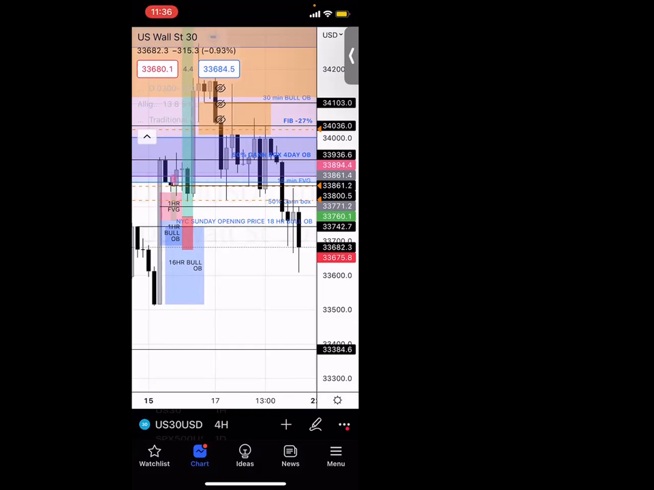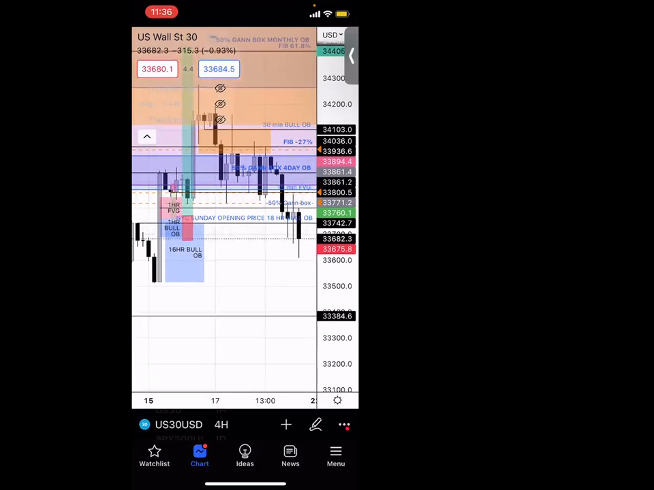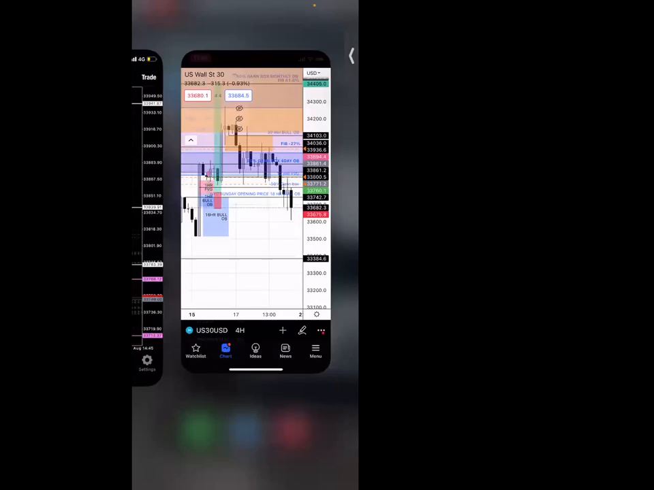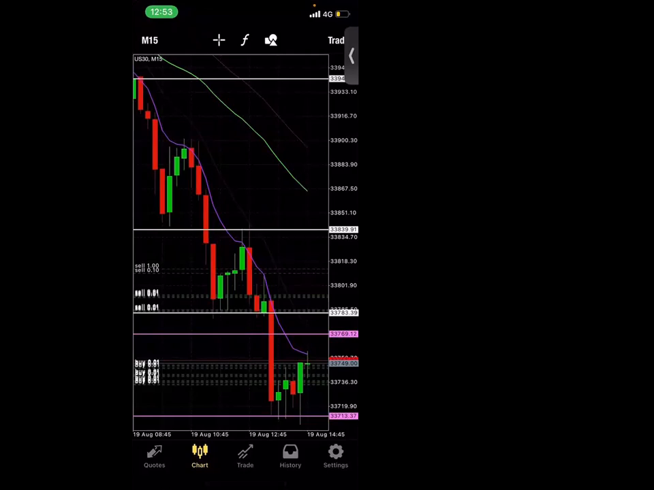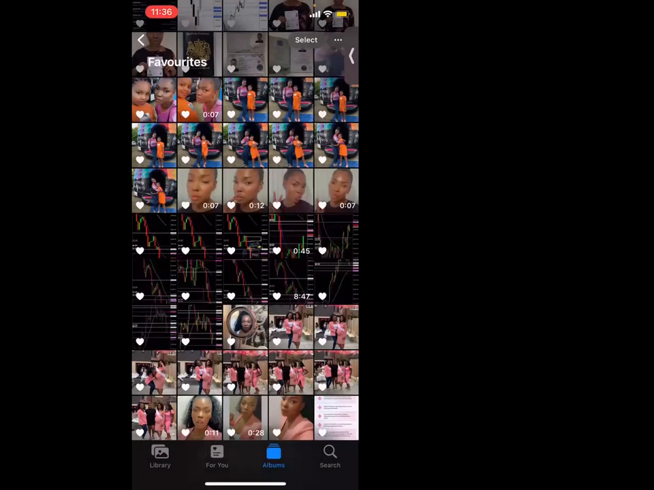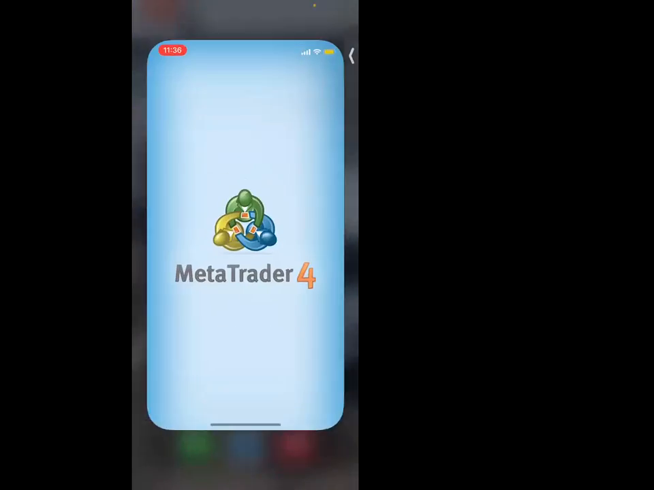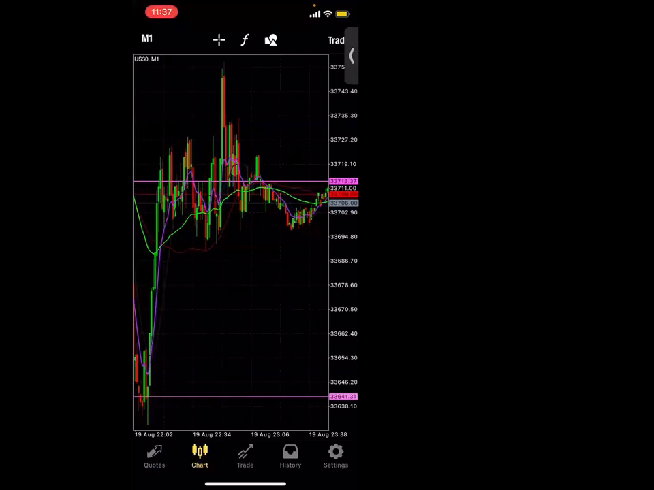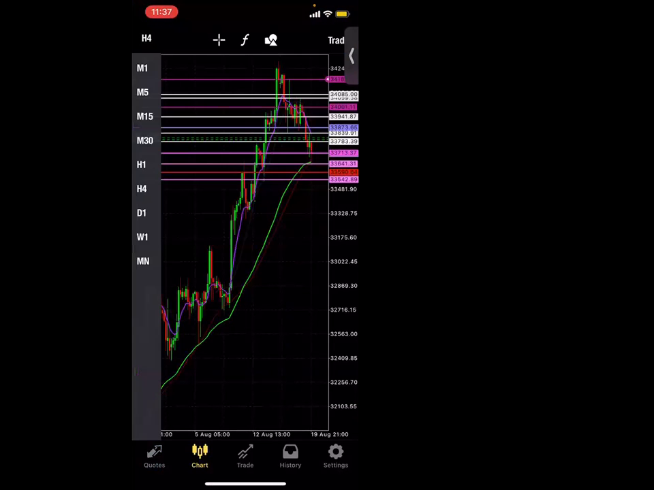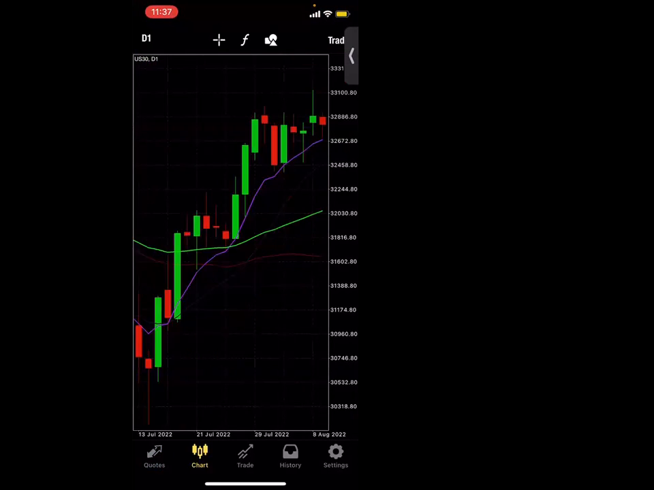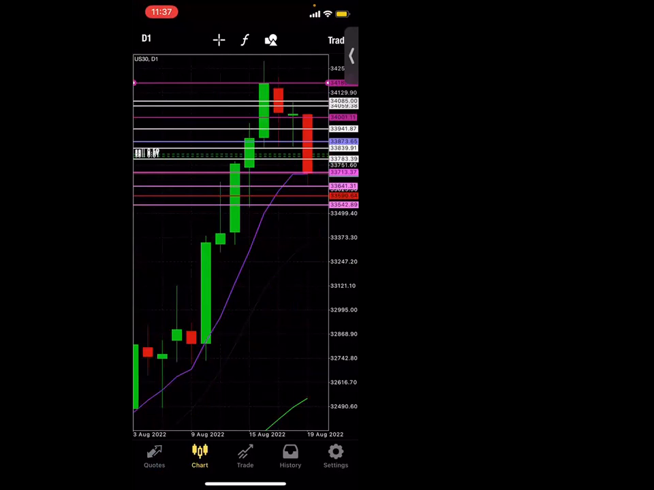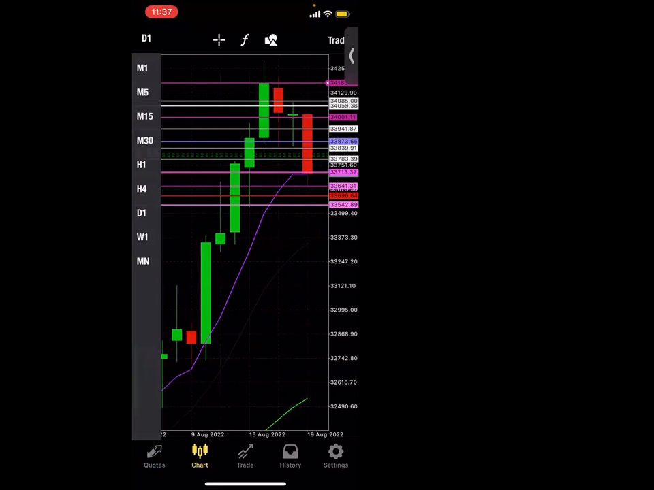So when I was trading this setup, I went over to MT4, into my MT4 account. And I saw that on the daily, I couldn't see any order blocks. I could just see bullish green candles going up. So I needed to go down to a smaller time frame.